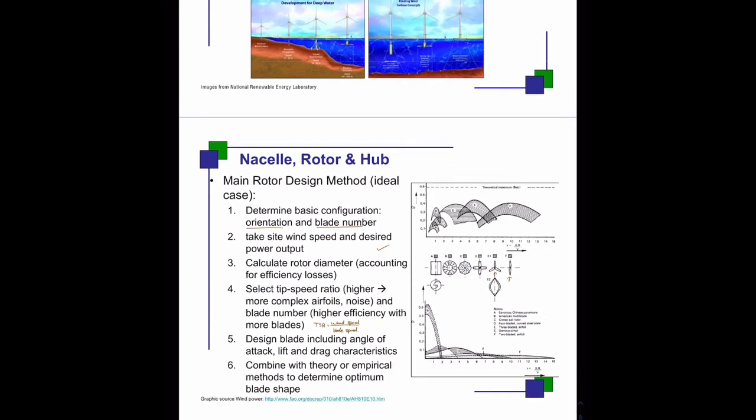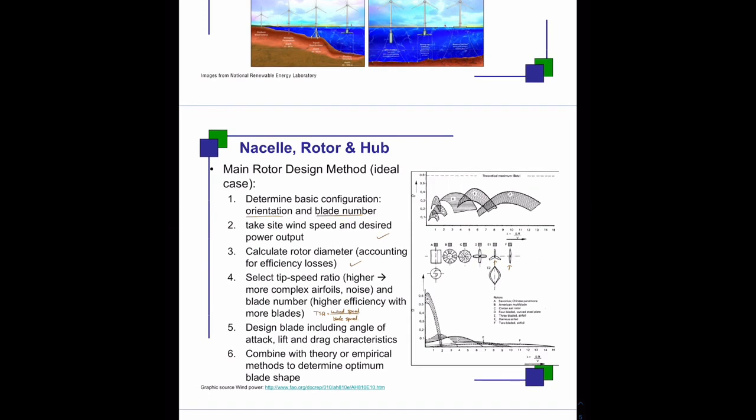Third, calculate rotor diameter, accounting for efficiency losses. So we should consider rotor diameter because we're gonna have to have an output. We have to check the efficiency. We have to see the efficiency losses we're gonna lose, or what the structure is going to take before we have an output.